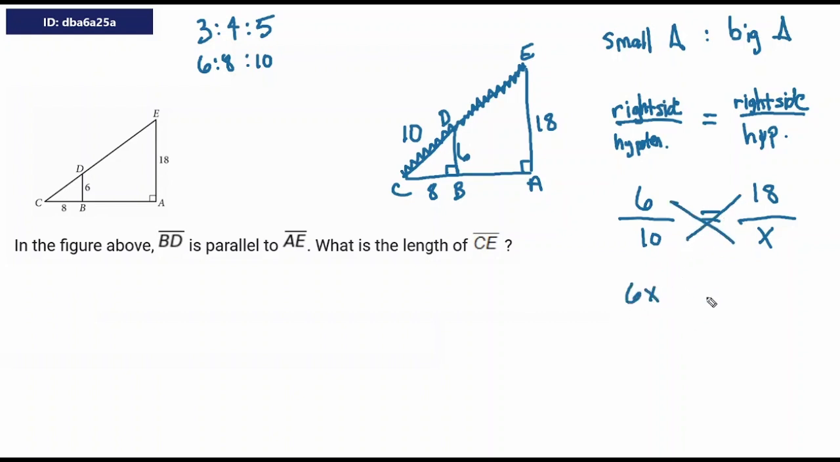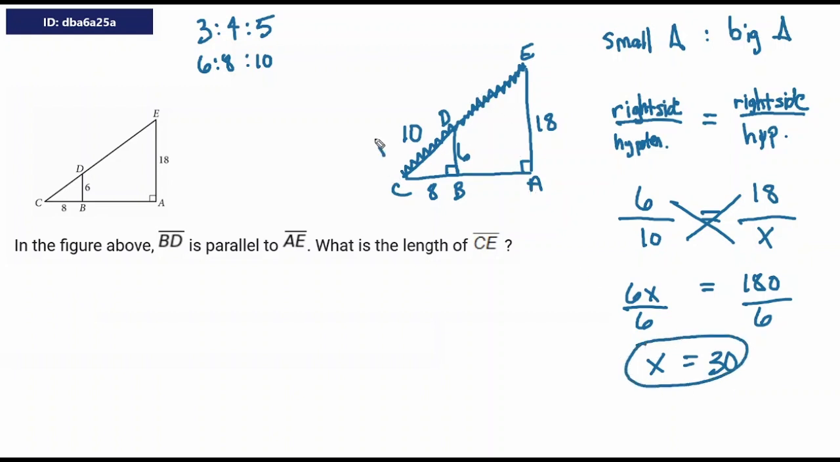You're home free. 6x equals 180. Couldn't be simpler. Divide both sides by 6. This is calculator math. Don't risk it. And you're going to get x equals 30. And that's the answer. This distance right here is 30. And that's all there is to it.